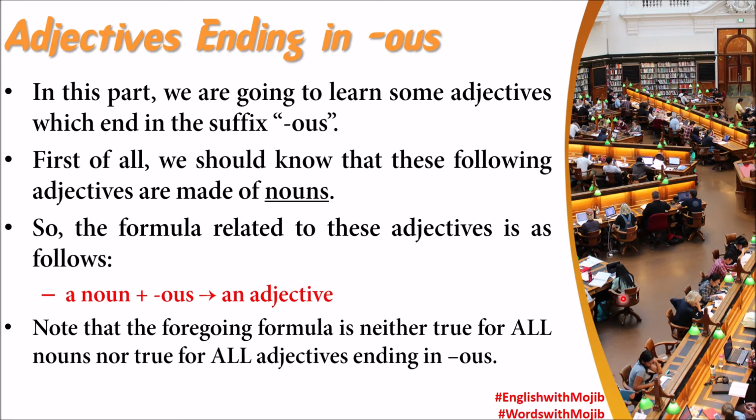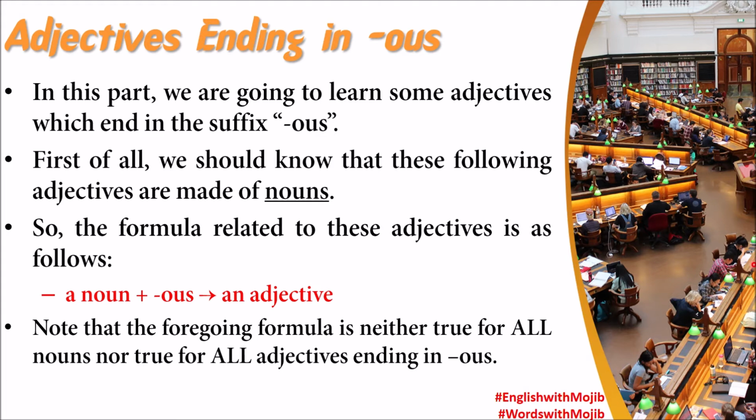For example, we have the noun book. If we add OUS, it won't be an adjective. We don't have any adjective called bookus. Or, for example, we have the adjective jealous, means wanting something that others have, or feeling unhappy because you don't have something and others have it. It's a negative adjective. Jealous is a negative adjective. It's not made of a noun. The noun of jealous is jealousy. But jealous is ended in OUS, spelling J-E-A-L-O-U-S, and jealousy, J-E-A-L-O-U-S-Y.